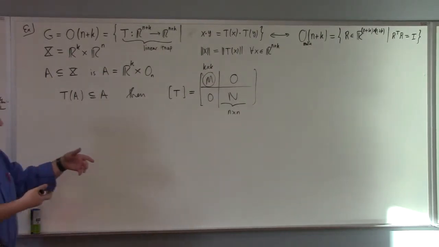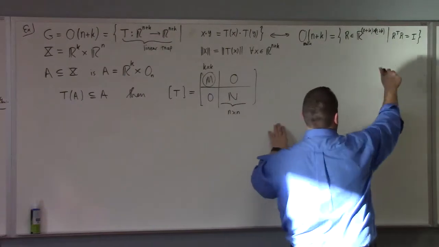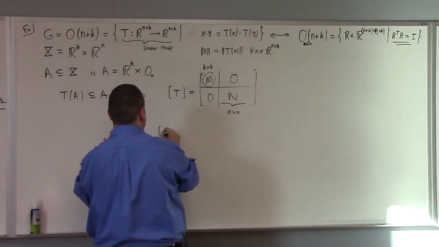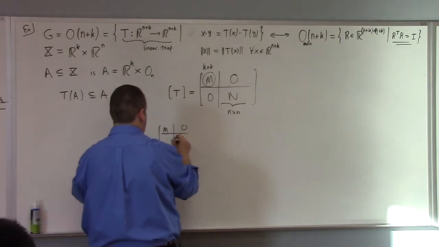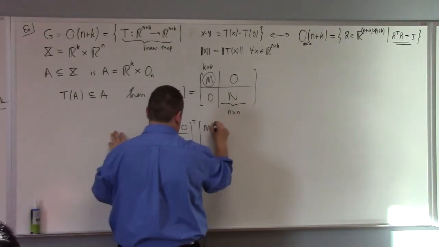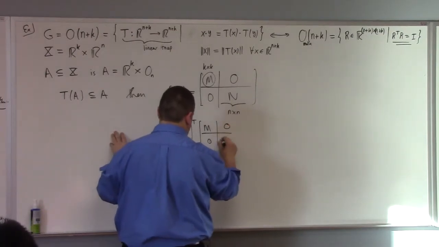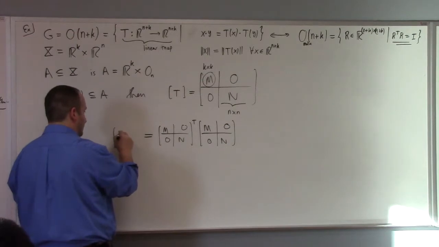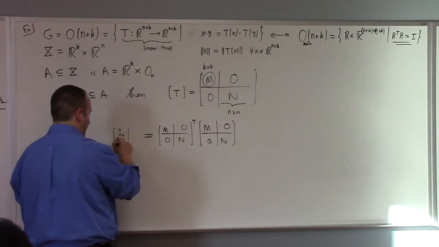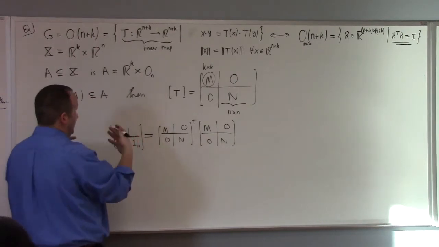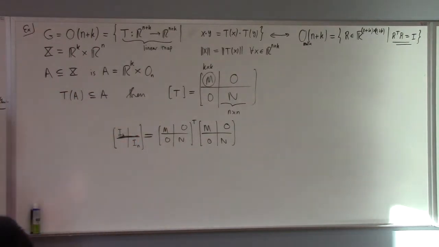So if you just sort through this condition here, if you have the block matrix m, 0, 0, n transposed, times m, 0, 0, n, equal to the identity matrix, right? Because we're assuming that this is all happening inside orthogonal (n+k) by (n+k) matrices, right?